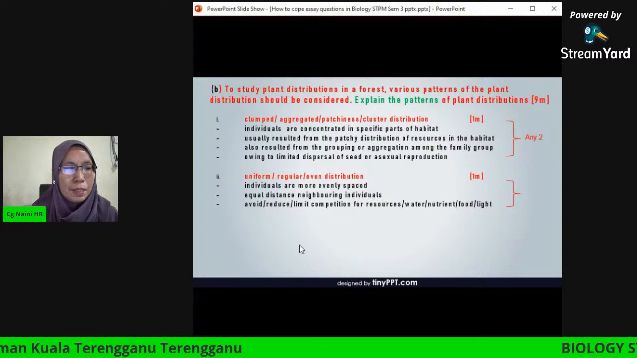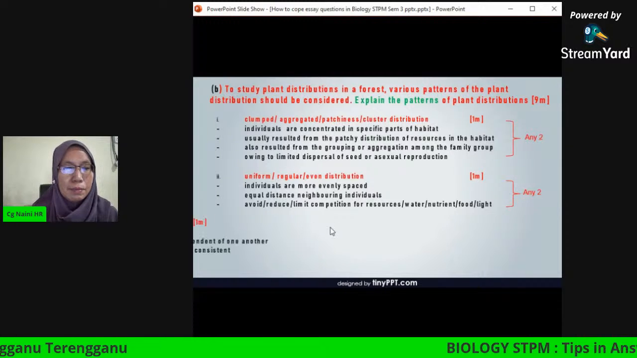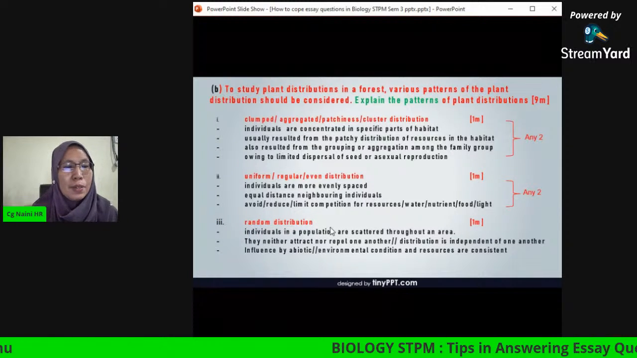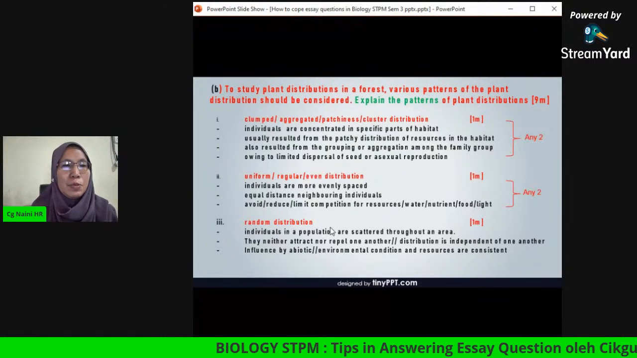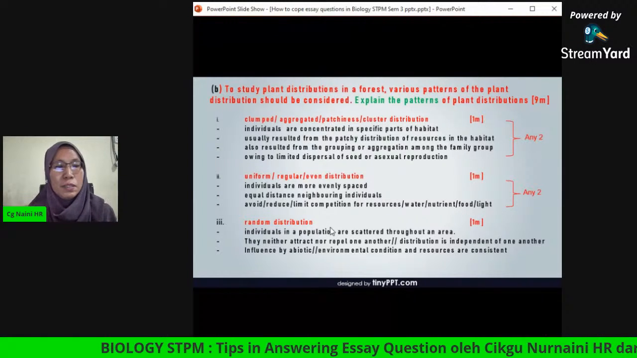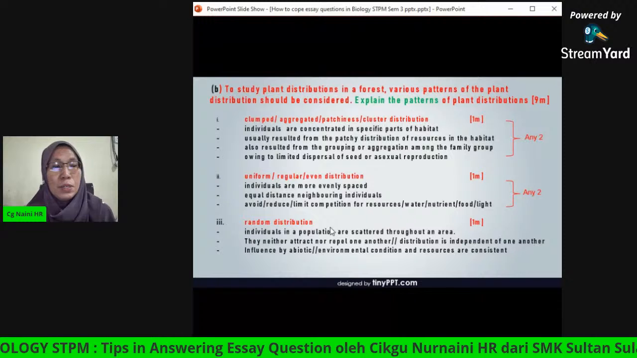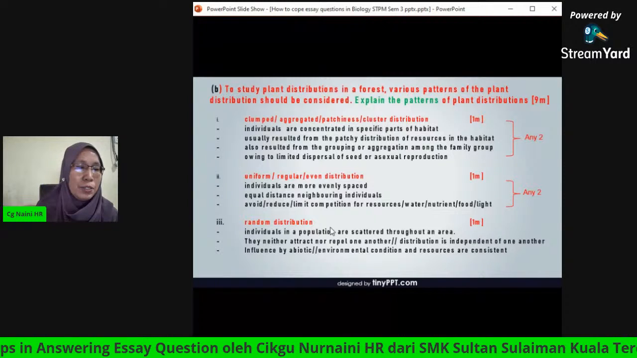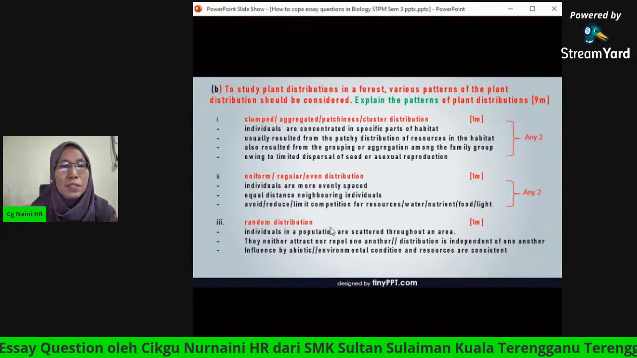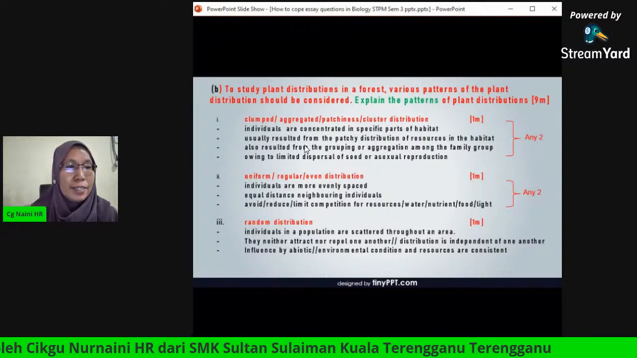And the third pattern is random. Okay, this one is random. Actually, for school, we use random distribution for quadrat. So they are scattered throughout the area. Okay, this is the pattern.